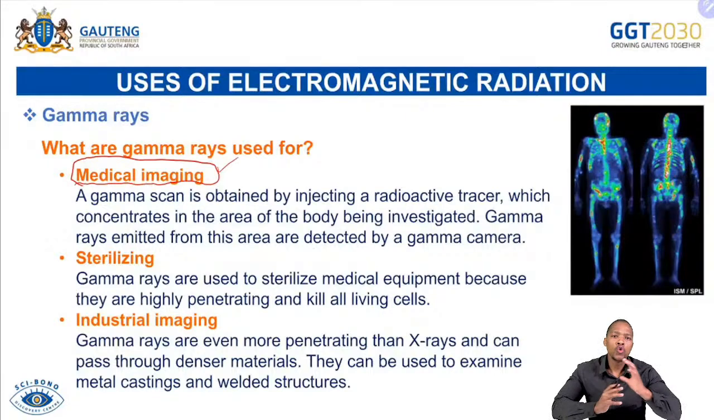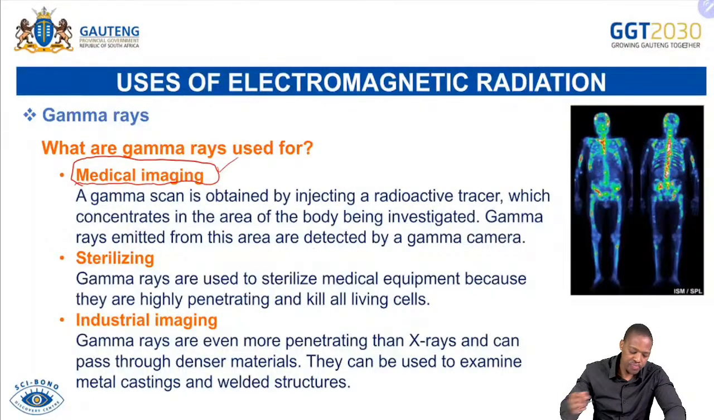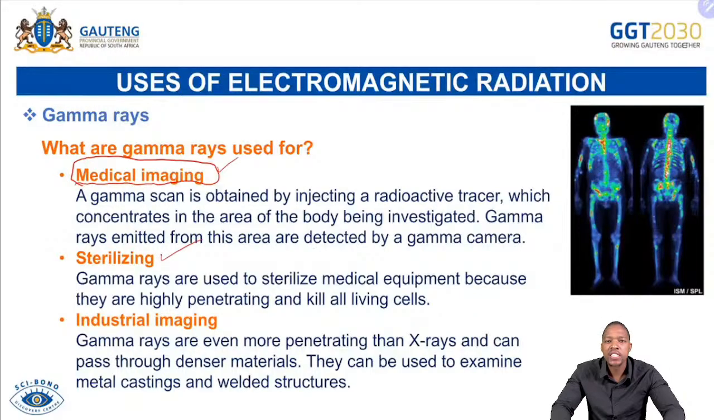Remember, grade 12, you don't need to do all of this explanation. If you are asked, you will just simply be asked for uses. All you have to do is say medical imaging. Like the ultraviolet light, gamma rays are also used for sterilizing hospital equipment. Gamma rays are used to sterilize medical equipment because they are highly penetrating and kill all living cells.